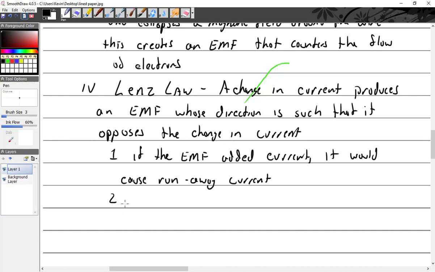All right. When current is increasing, the EMF opposes the increased current.